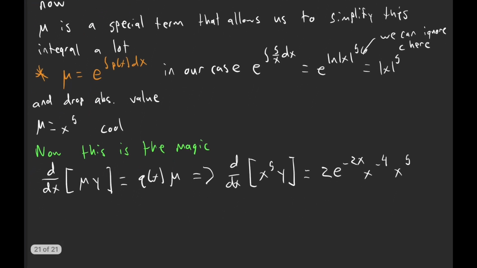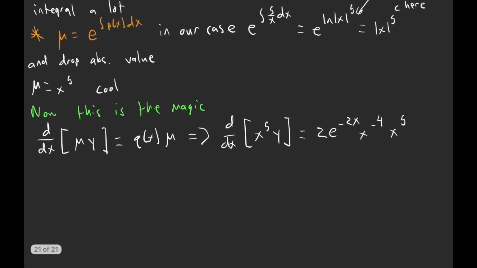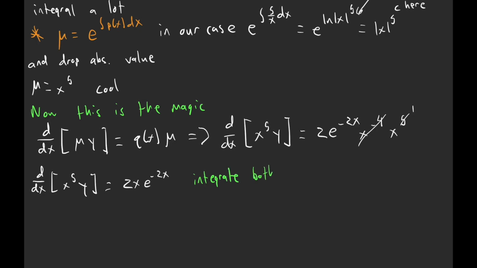Mu is x to the fifth, so we have the derivative of x to the fifth y equals 2e to the negative 2x, x to the negative fourth, x to the fifth, and then we simplify those x's. And now we're going to be integrating on both sides. So I'll show you what that sort of looks like in just a second here. I'm just rewriting this in terms of the simplified expression. And now, yeah, integrate both sides.